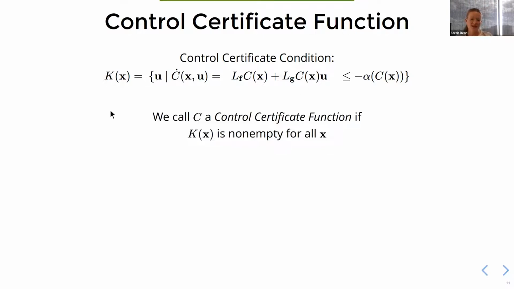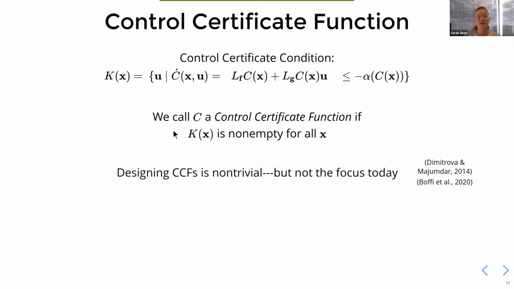Now, we call C a control certificate function if this set is non-empty for all x. Why is this important? Well, if we want to use our optimization-based controllers, we want to project onto the set, it better have some elements that are valid. Otherwise, everything is hopeless and our design would be infeasible. And actually designing control certificate functions, in other words, functions that will always satisfy this condition for some u at every state, is a non-trivial task. And there's a lot of work on doing this in data-driven ways or using sum of squares techniques, but it's not going to be the focus of our talk today.